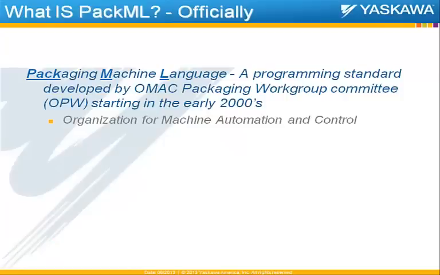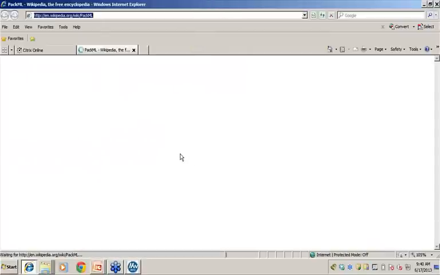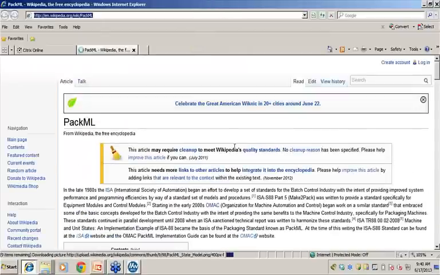So what is PackML? Officially, it stands for Packaging Machine Language. It was developed by the Organization for Machine Automation and Control starting in the early 2000s, and specifically by the Packaging Workgroup subcommittee. It's known officially as an ISA spec, and there's information on it on Wikipedia. So we'll take a quick jump over there. You can take a look at the Wikipedia page.